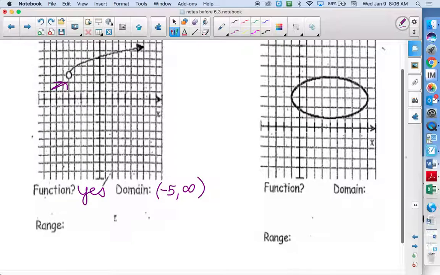How about the range? And they also both get good. So Melanie, the next one, is this one a function? No. What's the domain for this one? So what's this left value right here? There you go, -1, and then all the way to the right.